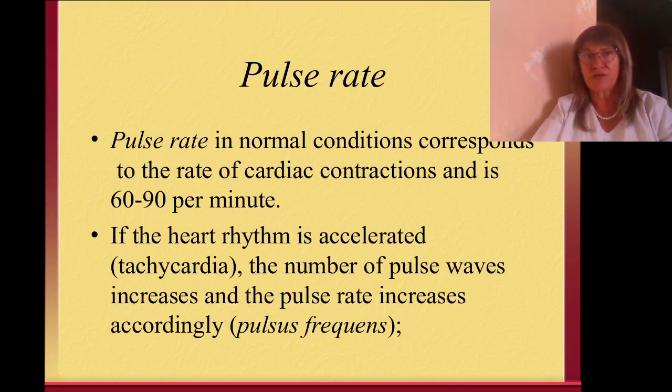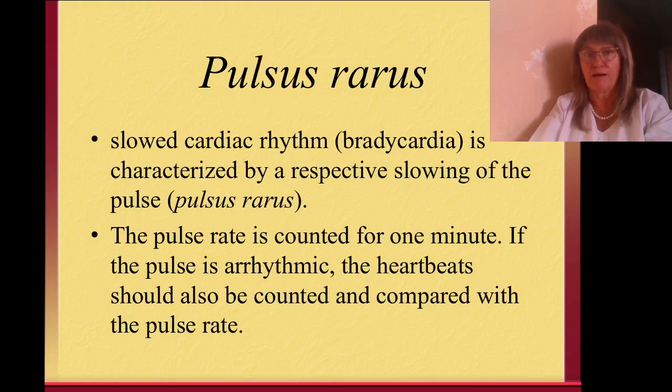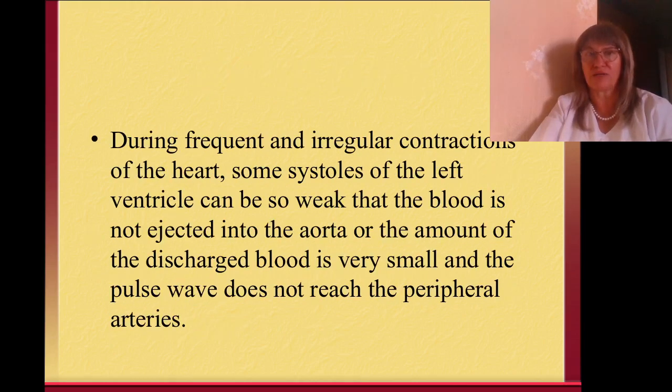Pulse rate. In normal condition, pulse rate corresponds to the rate of cardiac contraction and is from 60 to 90 per minute. If the heart rhythm is accelerated, tachycardia, the number of pulse waves increases and the pulse rate increases accordingly: pulse frequency. Slow cardiac rhythm, bradycardia, is characterized by a respectively slow pulse, pulsus rarus. The pulse rate is counted for 1 minute. If the pulse is arrhythmic, the heartbeats should also be counted and compared with the pulse rate.